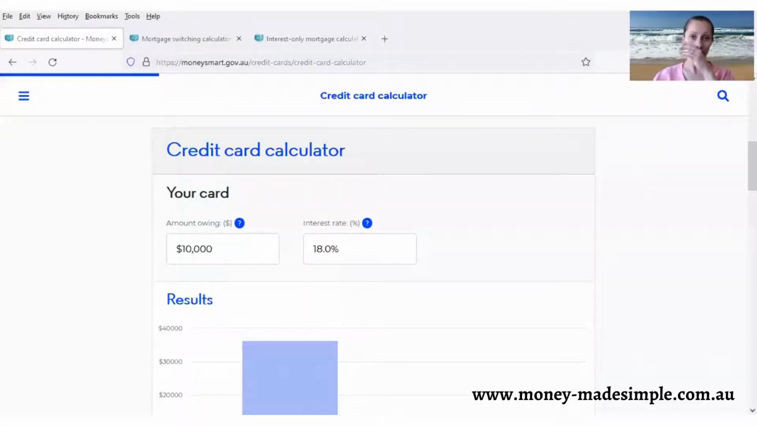So I'm going to take you through a couple of calculators and tools that are readily available on the Australian government website. So I'll just share my screen and show you that. It's the Money Smart website. You may already be familiar with it, but it can be a little bit overwhelming because there's so much information on that website, and some of the tools are a little more useful and helpful than others.